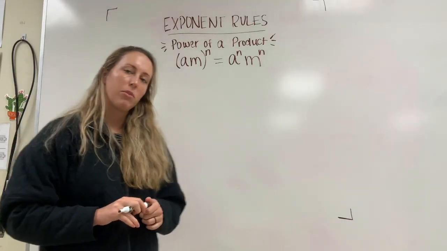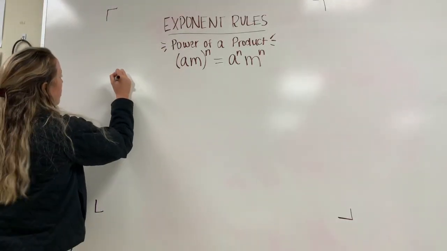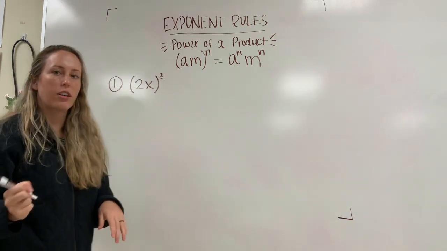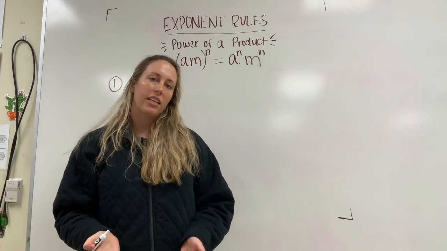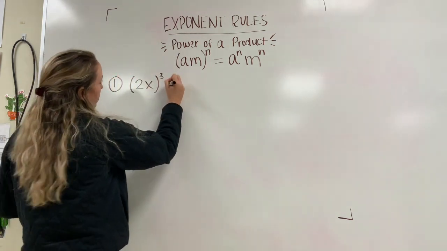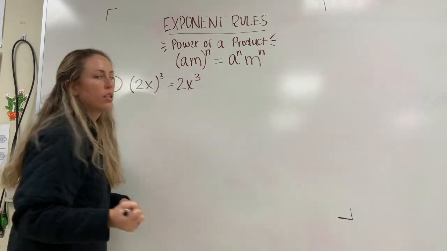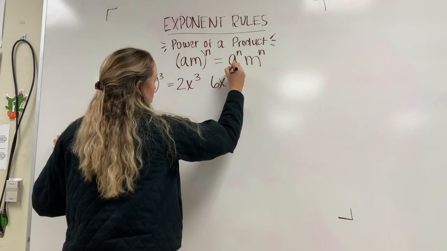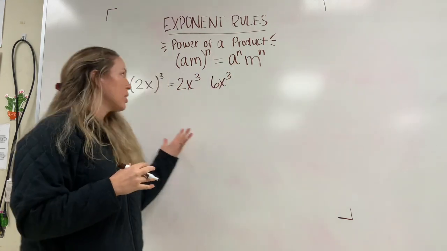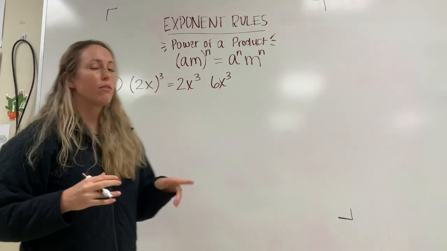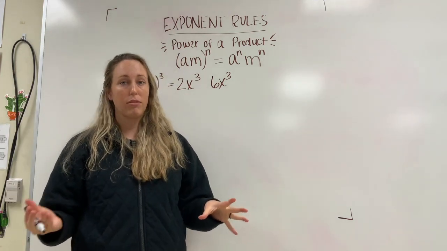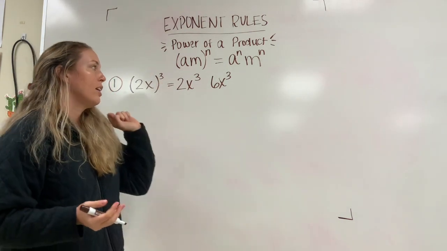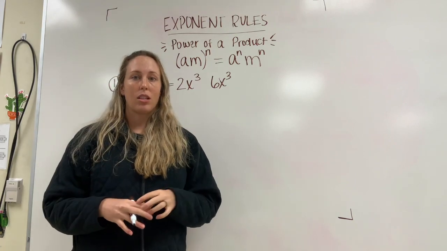So for our first example, we are going to have (2x) raised to the third power, okay? The most common mistake that people make here is that they write, okay, well that equals 2x cubed, all right? Or they write 6x cubed. If you write 6x cubed, that means you multiplied the 2 and the 3. We're not multiplying the 2 and the 3. If we were, it would be a big 3 in front, okay? But it's not, it's an exponent.